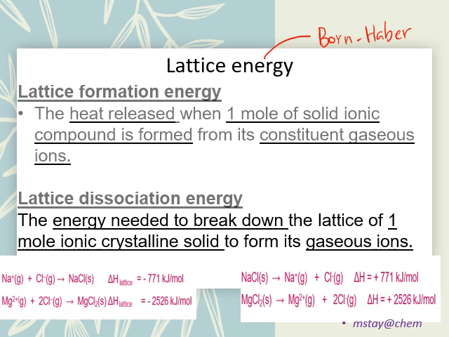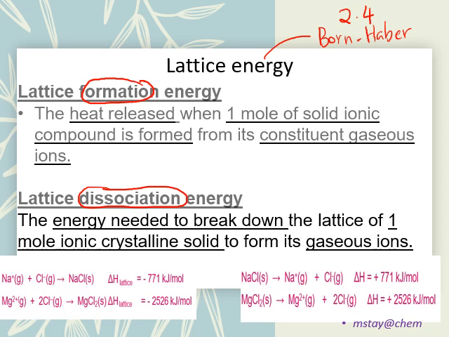Electron affinity and also the ionization energy will be involved in the Born-Haber cycle, which is in the topic of 2.4. Okay, so if you still remember when we mentioned the types of enthalpy, we did mention that lattice energy has two types. One is formation, and another one is dissociation.